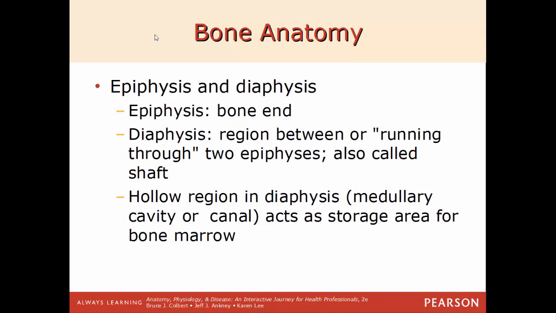We'll focus mostly on a typical long bone when it comes to these features. The next two, the epiphysis and diaphysis. The epiphysis is the end of a bone. So think of E for end and E for epiphysis. So those are the ends. And then the longer part in the middle, the shaft of the long bone, is called the diaphysis. Within the diaphysis, you'll find a hollow region called the medullary cavity or medullary canal. And this acts as a storage area for the bone marrow.